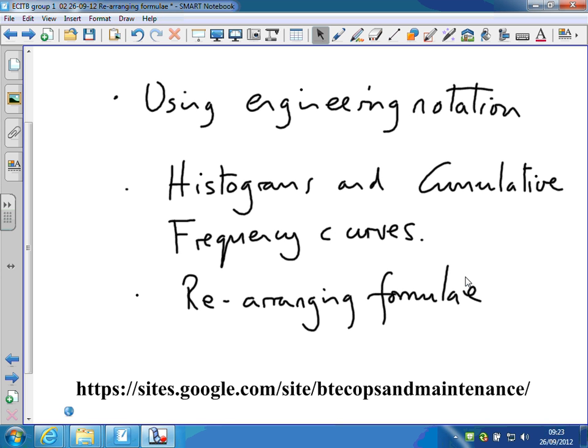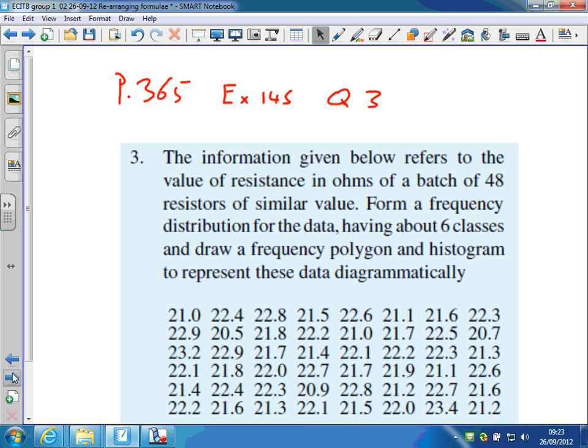A good general skill. So we're going to look at that, and that will also introduce us to the idea of manipulating algebraically. So that's the aim for today. That exercise, as I say, is the one that's going to form the basis for those video clips that I'm going to do on cumulative frequency curve and histograms.